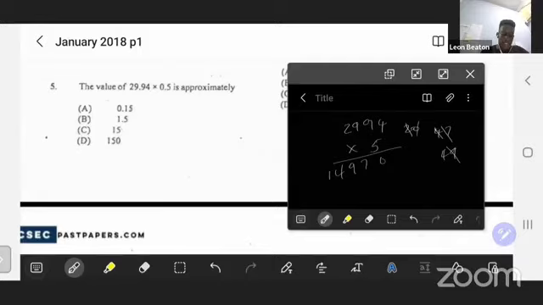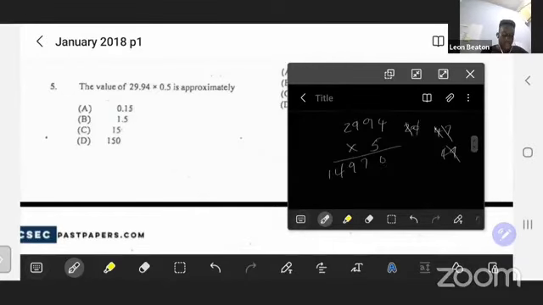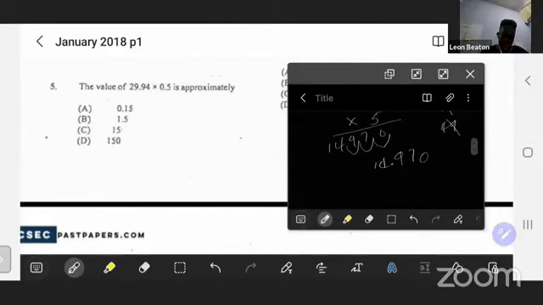Well, remember, we moved the decimal point 1, 2, 3 times. So we have to move it back 3 times. So this will become 14.970, and that is approximately 15. So the answer for number 5 is approximately 15, which is C.